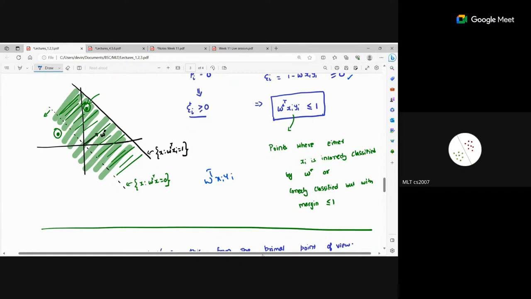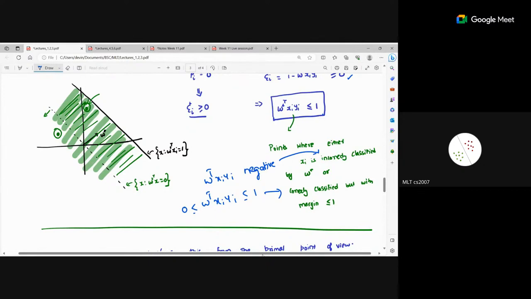It can either be negative. If this value is negative, then it is incorrectly classified. When it is positive, that is, if it is between 0 and 1, it is going to be correctly classified, but the margin is less than or equal to 1.